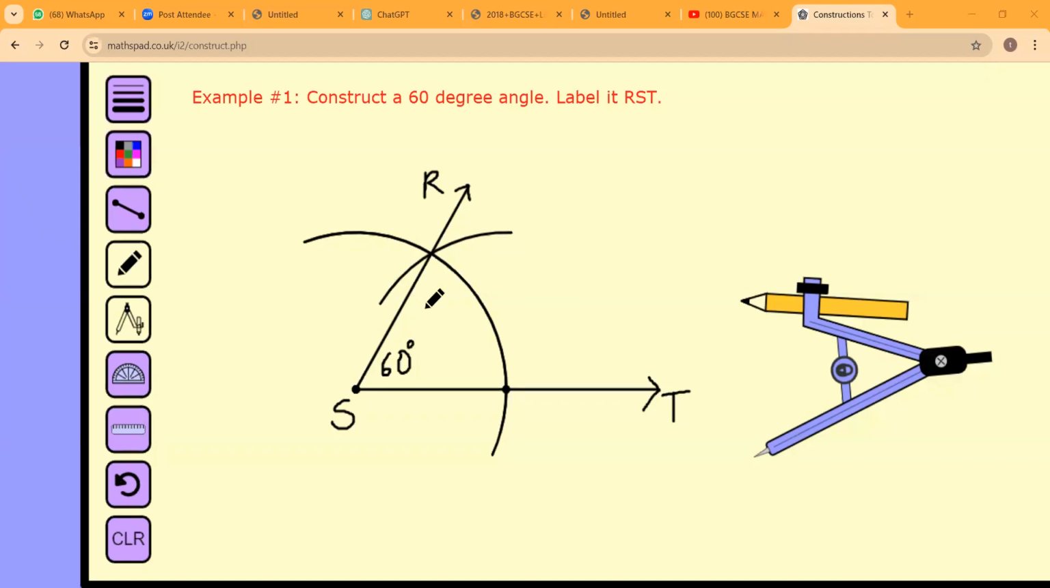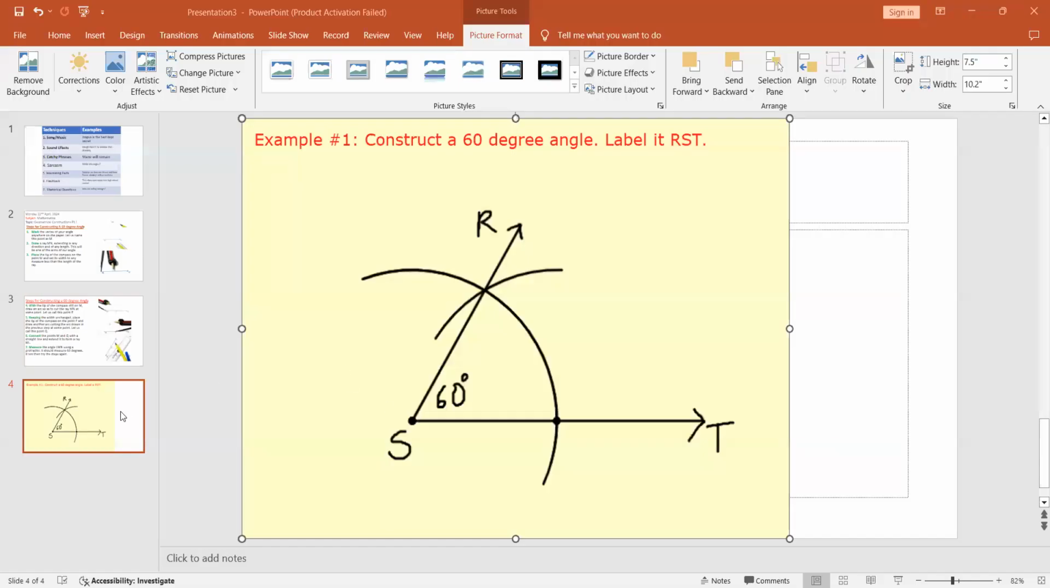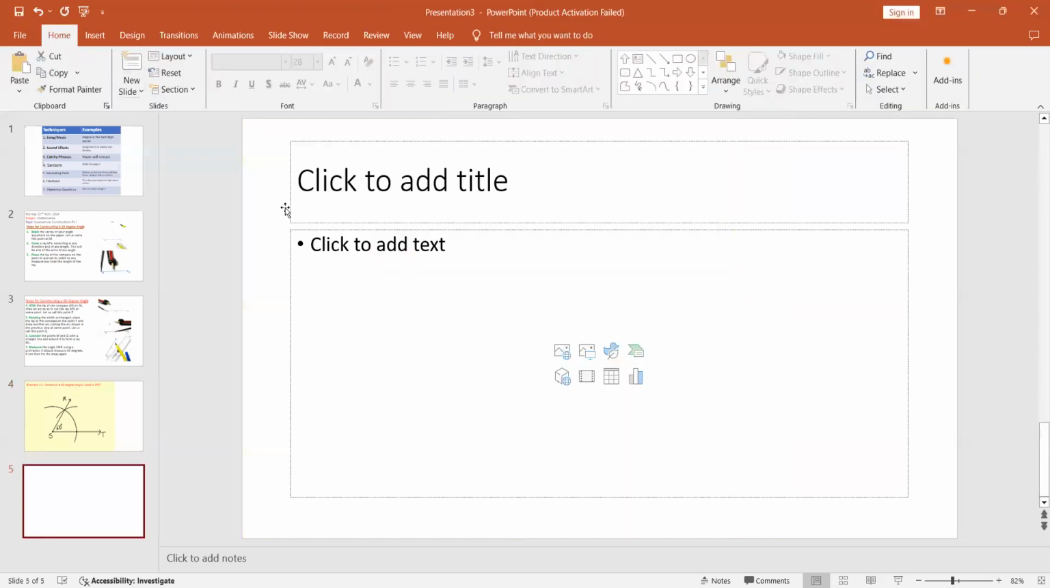Very good. And so how are we going to check if it's 60? We can use our protractor. Very good. And it should measure exactly 60 degrees, right? Yes, sir. Good. So this is how you draw it. Let me put this in the PowerPoint slide. So let's move back to our PowerPoint slide. And that's how you construct a 60 degree angle.